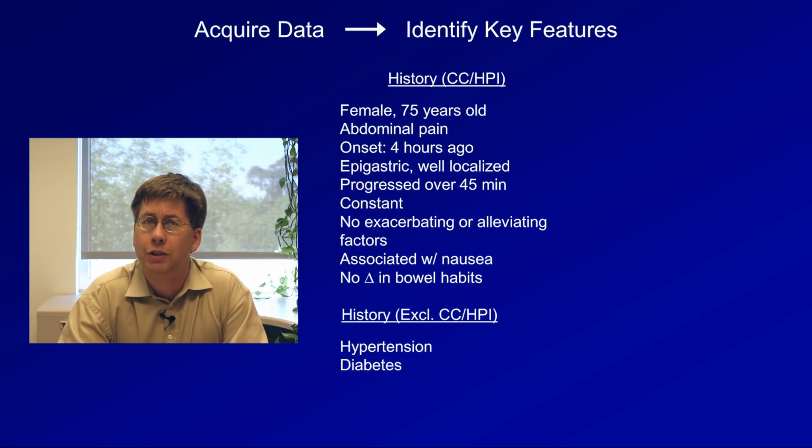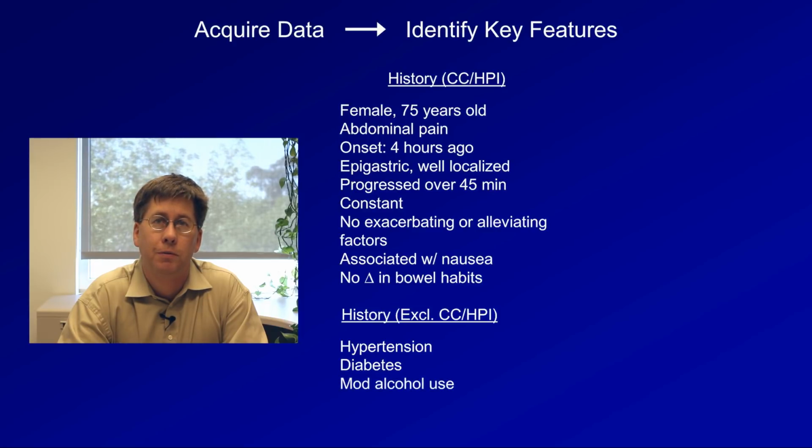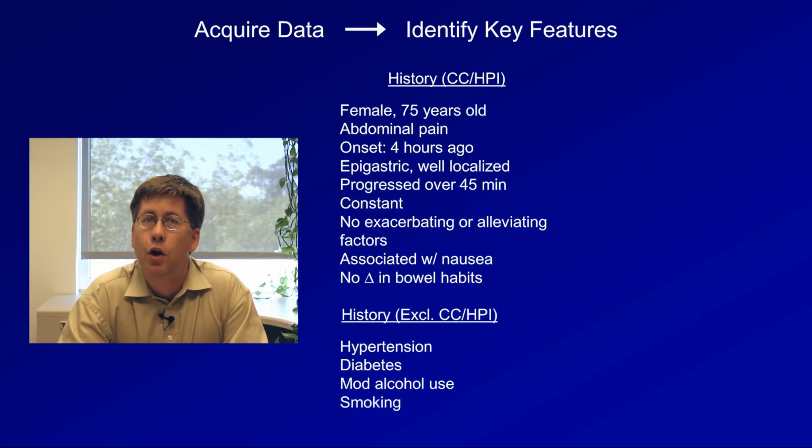In her social history, she currently lives with her husband in a small community in the Santa Cruz Mountains. She is a retired horse trainer. She drinks 3 to 4 alcoholic beverages a night, but denies any history of withdrawal symptoms. She has smoked 1 pack per day for 40 years. For her family history, her father died at 85 from a heart attack, and her mother at 68 from breast cancer. She has had no siblings.